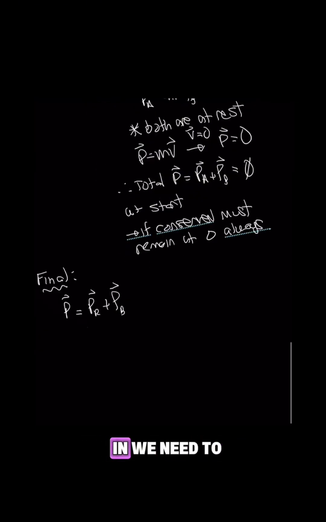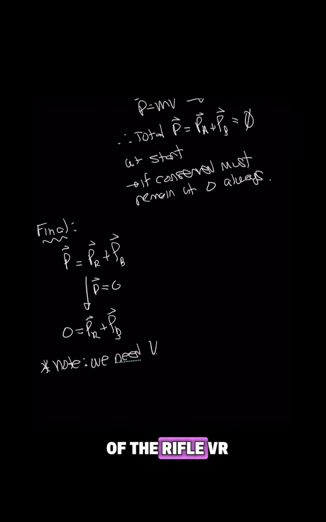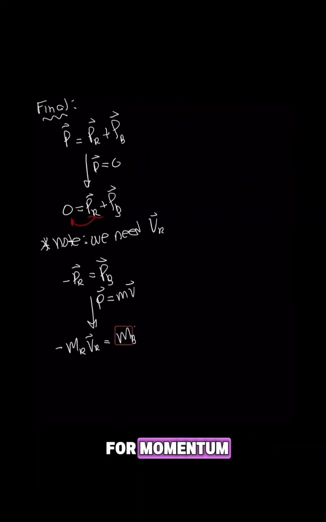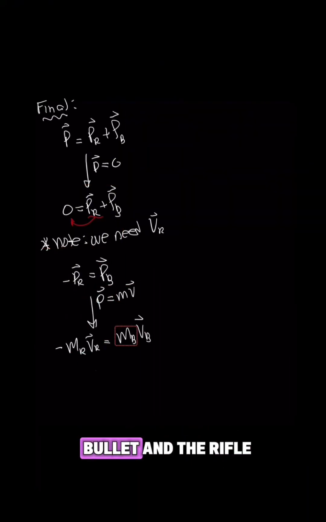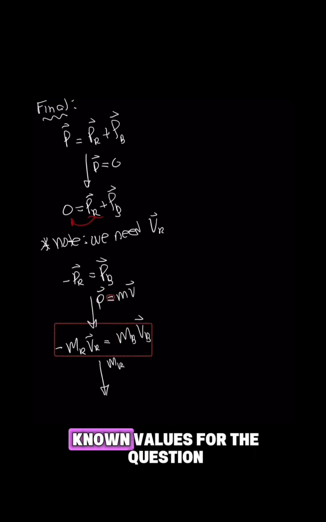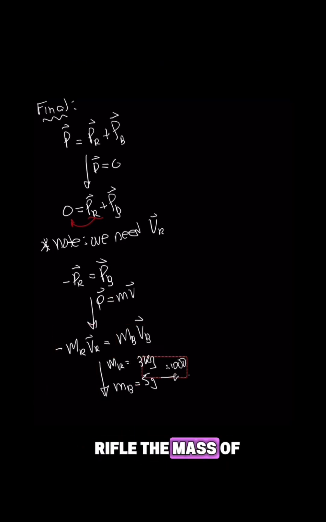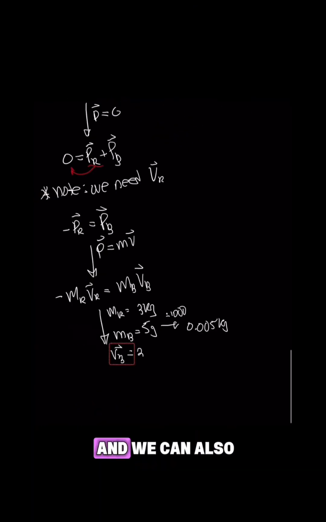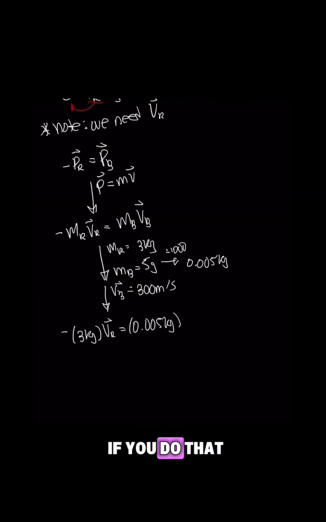If we plug that in, we need to note that we're solving for the final velocity of the rifle, V_R. We can bring the momentum of the rifle to the other side, and then plug in our definition for momentum equal to mass times velocity. Doing that for the bullet and the rifle, we get this expression here. Plug in our known values for the question, the mass of the rifle and the mass of the bullet, noting that the mass of the bullet has to be converted into kilograms to make the units make sense. And we can also plug in the final velocity of the bullet. If we do that, we get this expression here.